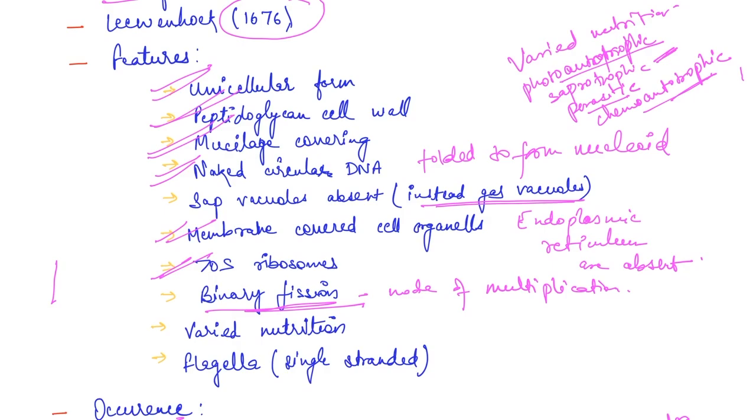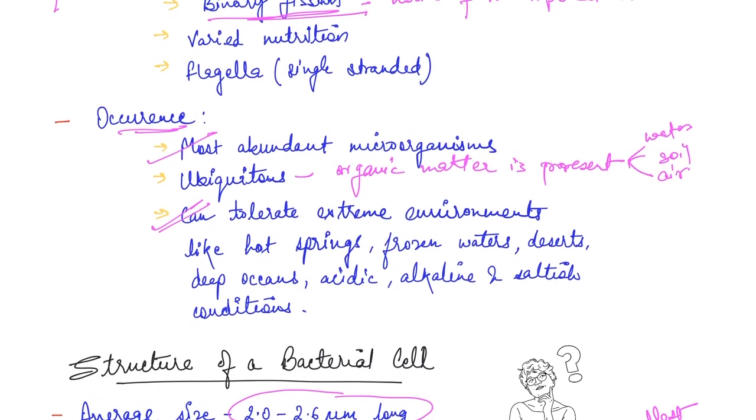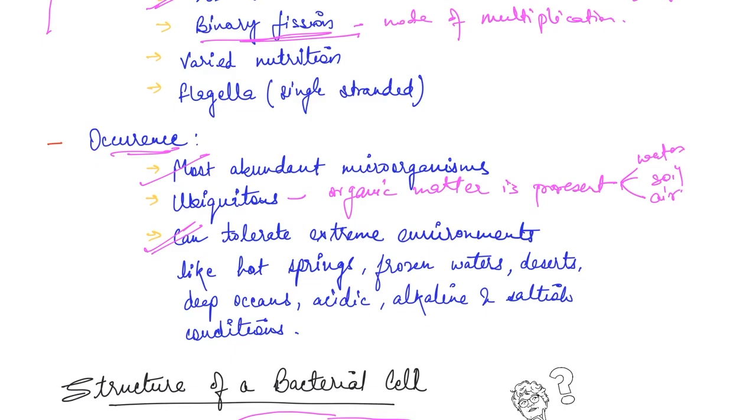Then we studied occurrence. So they are basically the most abundant microorganisms. Remember, this is very important. Then they are present everywhere, they are ubiquitous, wherever organic matter is present. So they are present in water, in soil, in air, and they can tolerate extreme environments like hot springs, frozen waters, deserts, deep oceans, or any kind of alkaline, acidic, or saltish conditions.